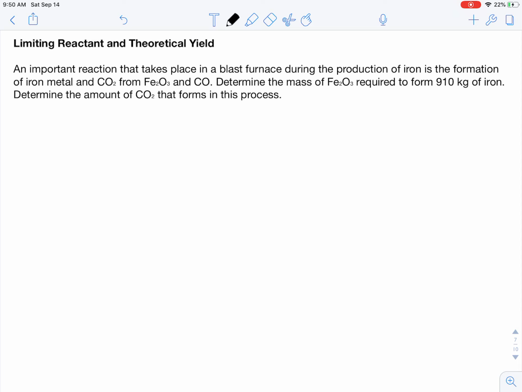So, to visualize what's going on, it is best to write a chemical equation. Iron is formed, so I know iron is my product. The formation of iron with carbon dioxide, from iron(III) oxide and carbon monoxide. So those are my two reactants here. I'm going to start by writing iron(III) oxide plus carbon monoxide makes iron metal, which exists as a solid, and carbon dioxide gas.